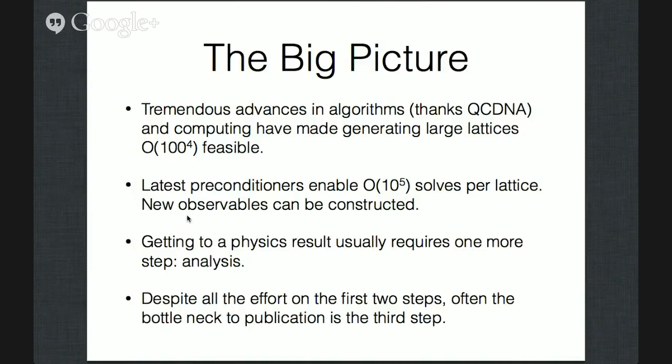But then there's a third step, which in my opinion is often the biggest bottleneck to actually getting to published research. At the end of the day, when you run all your programs and generate your lattices and compute observables, out of the computer usually does not come a number which goes directly into the paper as the result, at least a physically interesting result. So there's a whole other step that is rather complicated and can delay quite a bit getting from the calculation done on a computer to something that actually gets into a published paper.